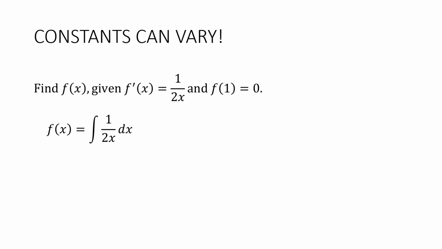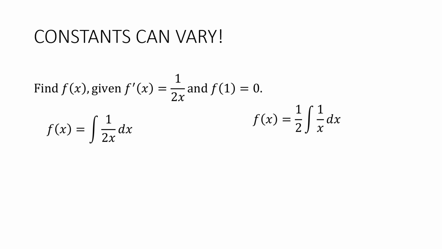Now constants can vary depending on how you do the question, because sometimes there's more than one way to approach a question. Let's look at this. Find f of x given f dashed of x is equal to 1 over 2x and f of 1 equals 0. So I've got f of x is equal to the integral of 1 over 2x dx. I'm going to do this in two ways. I'm going to do the integral of 1 over 2x dx. I'm also going to do it as a half the integral of 1 over x dx.